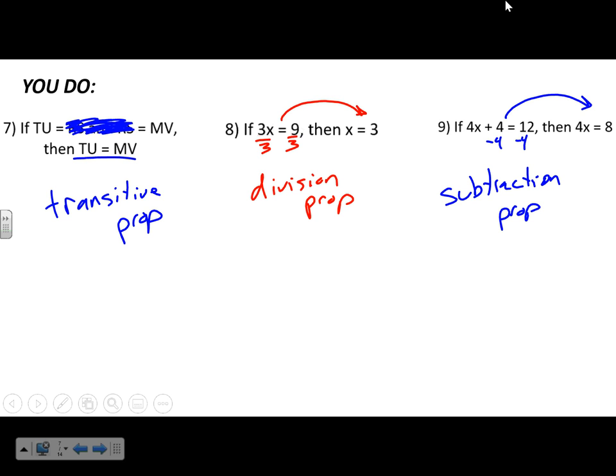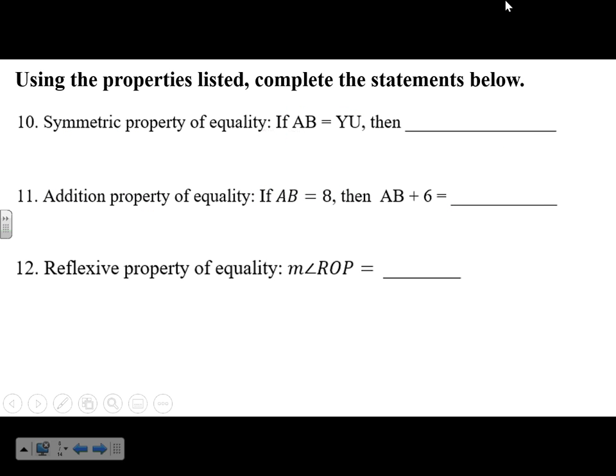So moving on from that, using the properties listed, complete the statements below. So we're looking at what property they're telling us, and then we're going to complete this if-then statement. So with the symmetric property, if AB is equal to YU, symmetric property means that YU is equal to AB. The order can flip-flop like that.